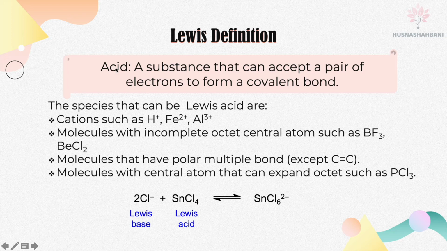Lewis definition. Acid is a substance that can accept a pair of electrons to form a covalent bond. The species can be Lewis acid or cations because it prefers to accept electrons. Molecules with incomplete octet central atom such as BF3, BeCl2. Molecules that have polar multiple bond, not non-polar, polar multiple bond except C double bond C. Molecules with central atom that can expand octet such as PCl3. So phosphorus has expanded octet, central atom, so it can be acid. Similarly, Sn can expand octet, so SnCl4 is a Lewis acid.